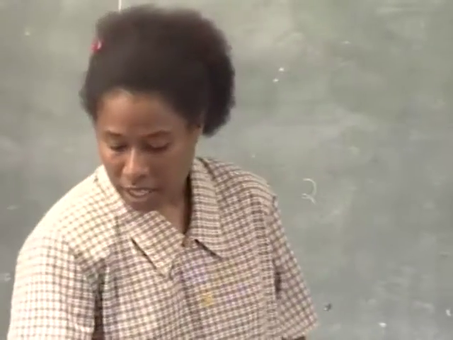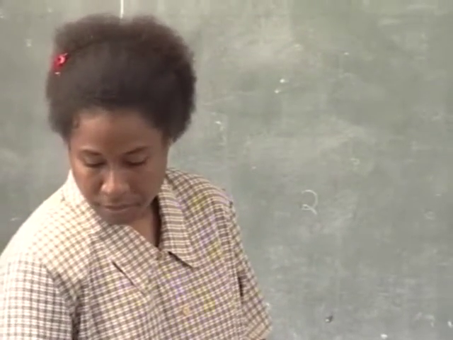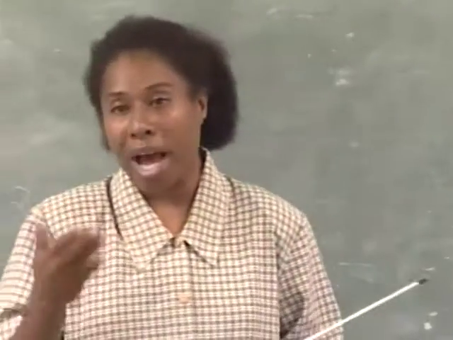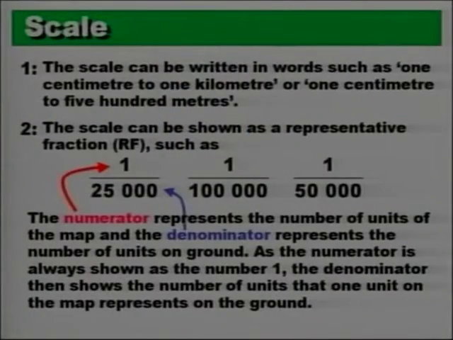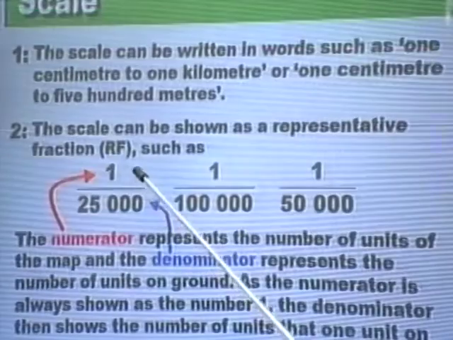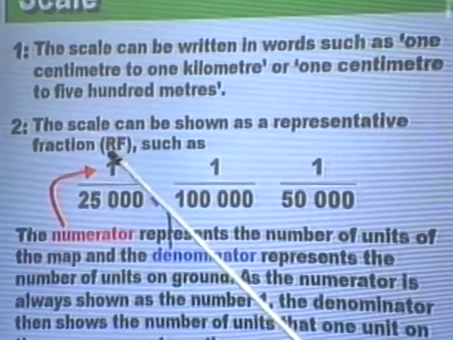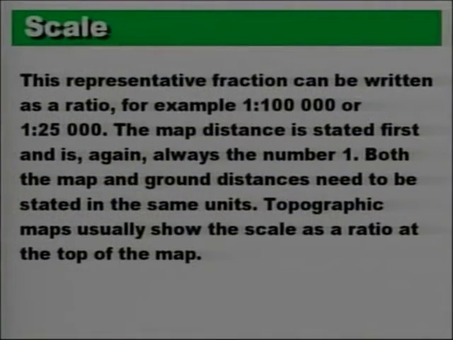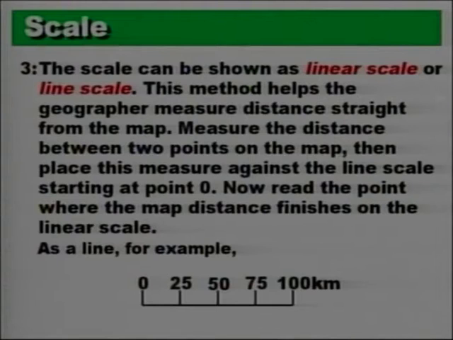So let's go back and look at the three ways in which scales could be shown on any map. The three of them could be shown, or one or the other could be shown on the map. The first one is that scales can be written as a statement, in written form. Example 2, scales on a map can be shown as a representative fraction, or RF, which could be a fraction or a ratio. And number 3, scales could also be shown as linear scales or a line scale, as in the example given here.